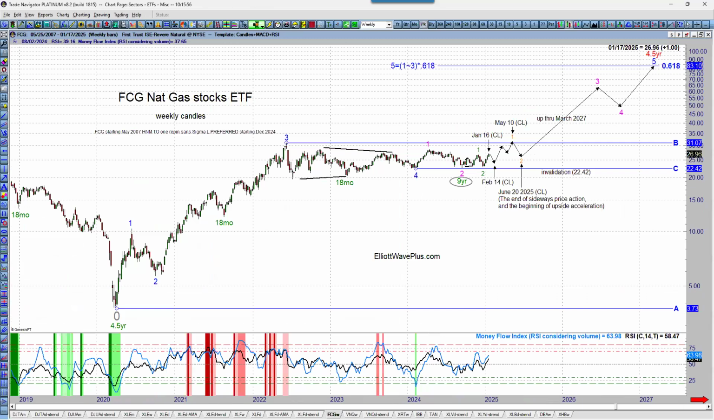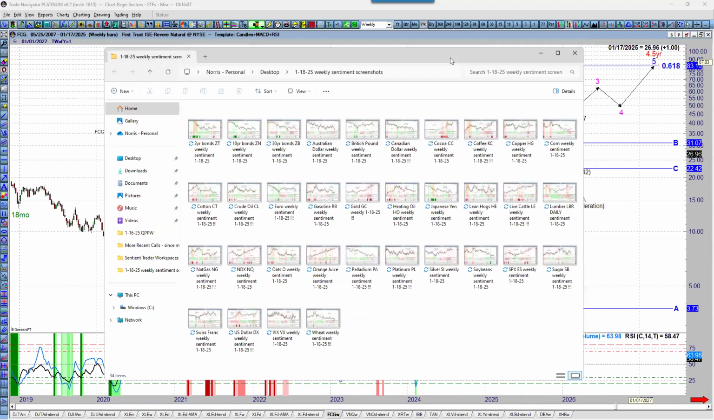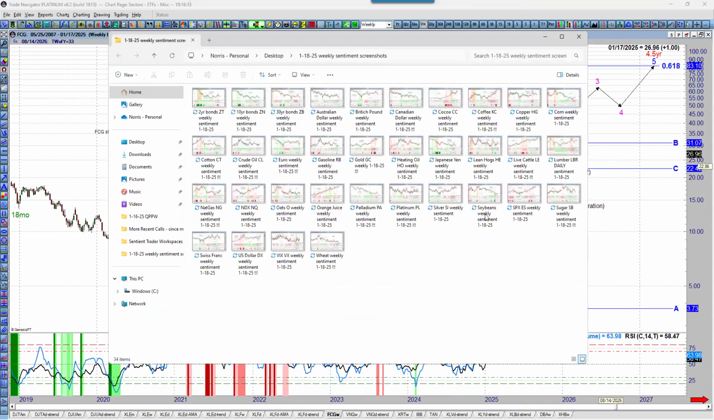FCG. Also, I think it's worth a look. How many would like to see the weekly sentiment on nat gas chart that is normally reserved for premium plan subscribers? Anybody? Notice I've got the three exclamation marks here as well.